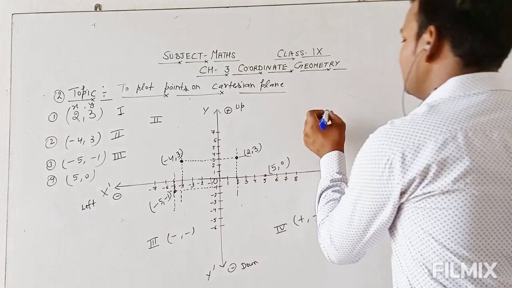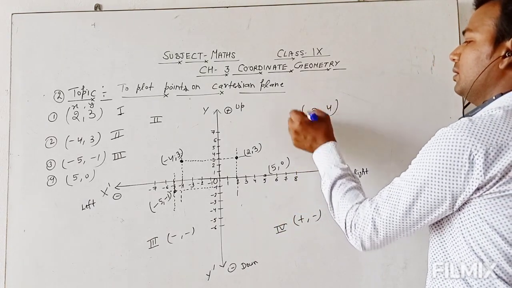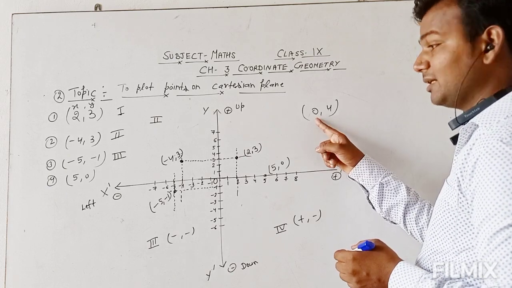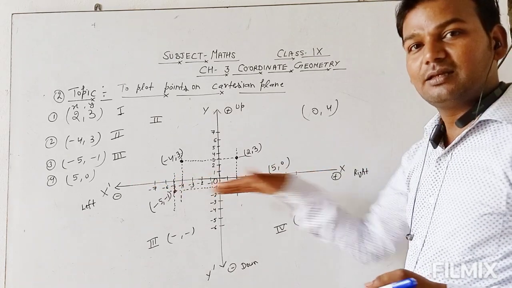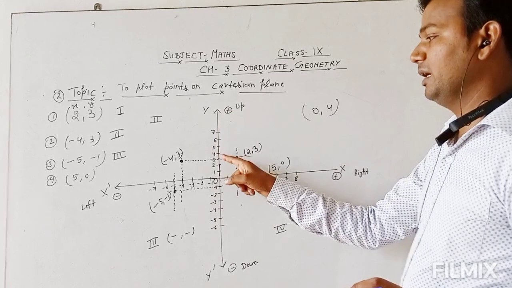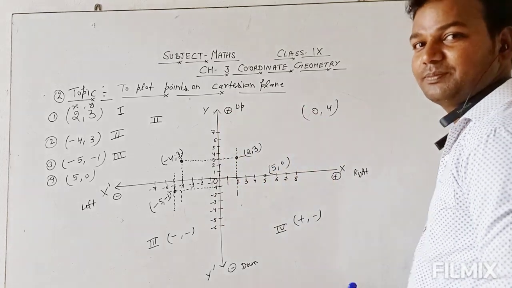If the x coordinate is 0, suppose (0, 4), where will it lie? Because the x value is 0, there is no x movement, so it will lie on the y-axis. Is it clear? Okay.